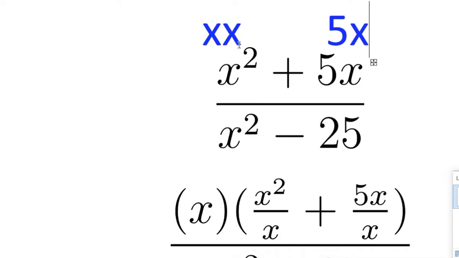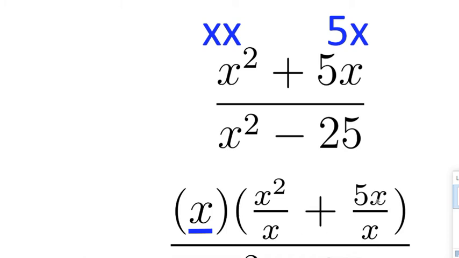This is x times x, so it's a different concept. But notice, they both have one x in common. So I'm going to take that out. I'm going to factorize that out. So this is what I've done here. And that is called factorization, of course. I've taken out an x.